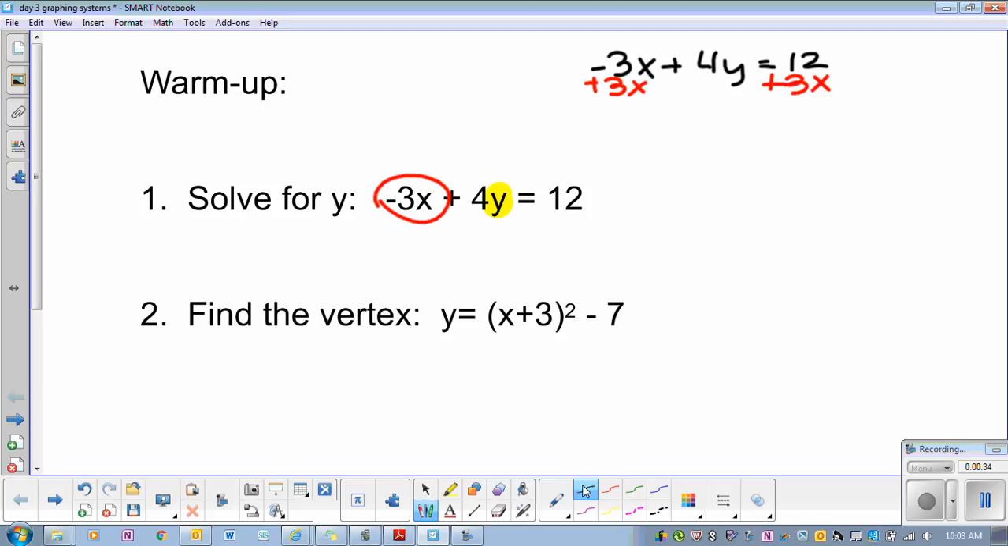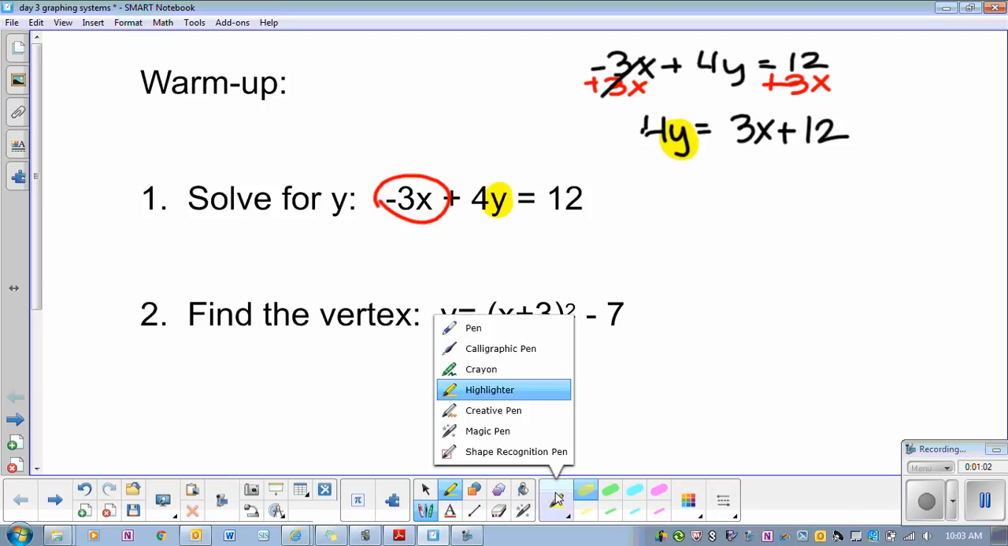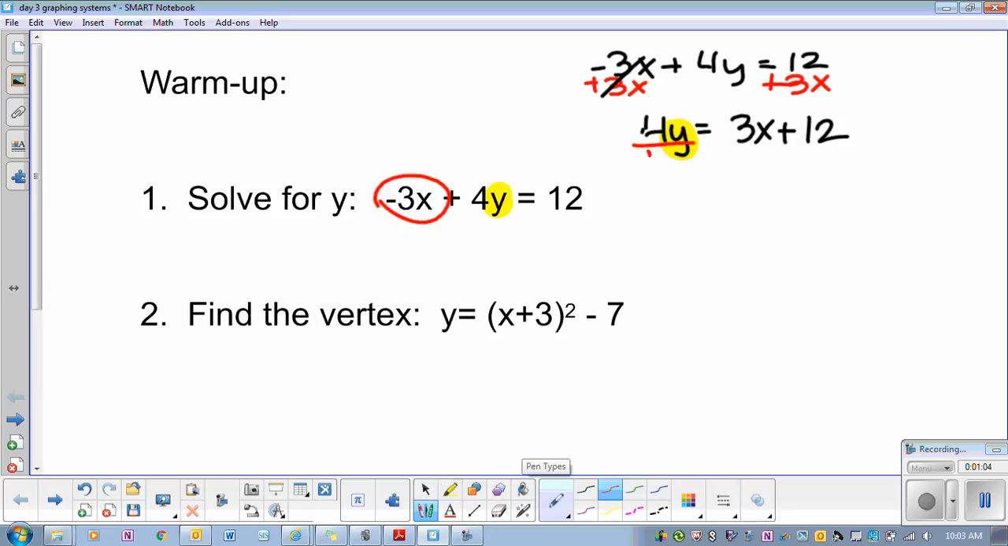This is just a warm-up, so you can put it on the back if you want to. So then that means I have 4y equals 3x plus 12. I'm close to getting y all by itself. What do I need to do about that 4? Good, divide. That means divide everything by 4, right?